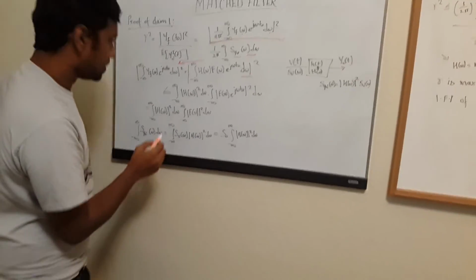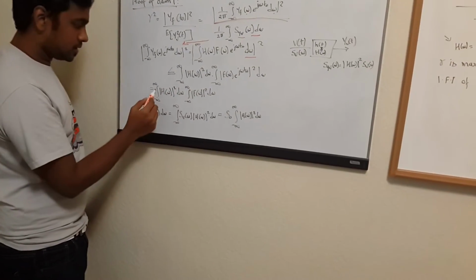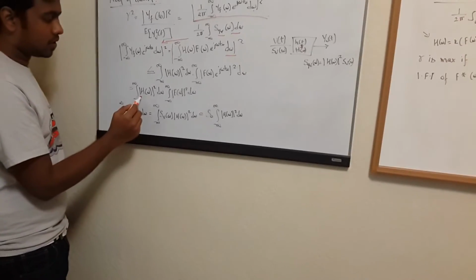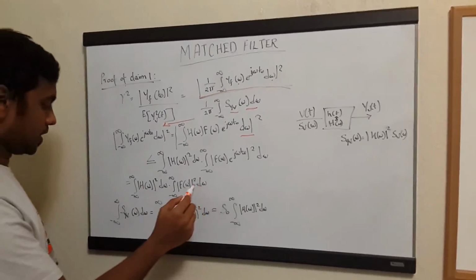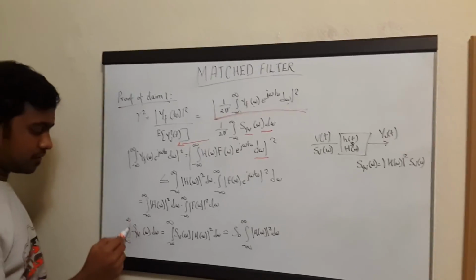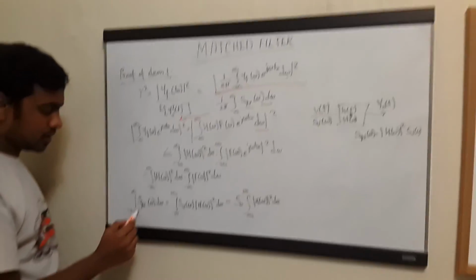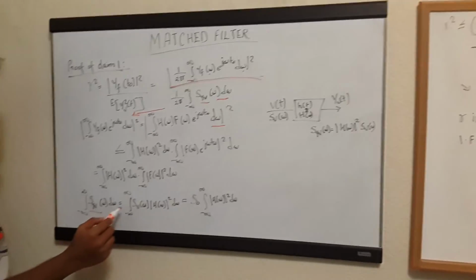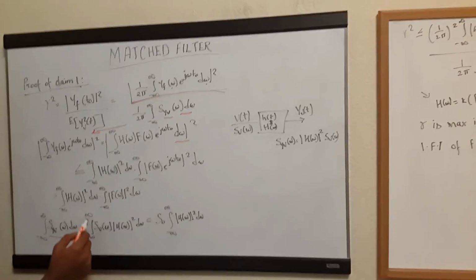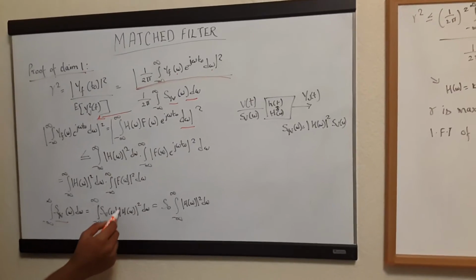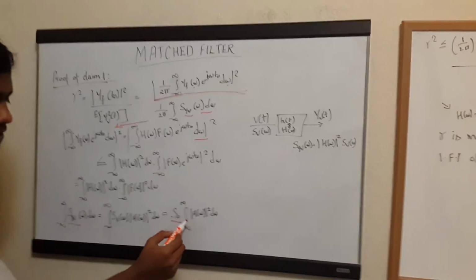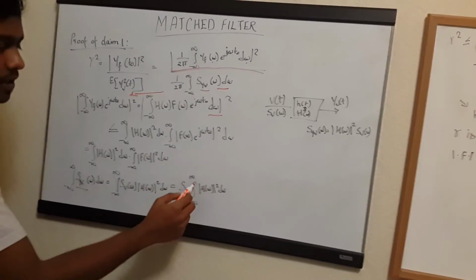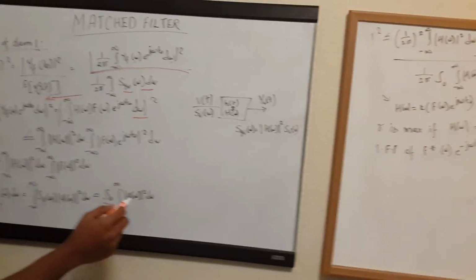So this can be rewritten as the integral from minus infinity to infinity of modulus of H(omega) the whole squared d omega, into the integral from minus infinity to infinity of modulus of F(omega) the whole squared d omega. So this is given by the integral of Syv(omega) d omega, which is equal to the integral of Sv(omega) into modulus of H(omega) the whole squared d omega, which in turn implies S0 times the integral of modulus of H(omega) the whole squared d omega.